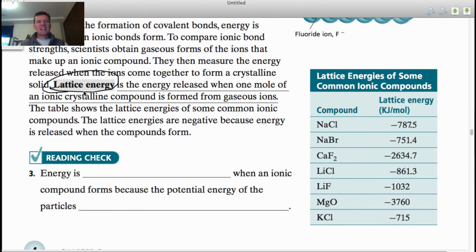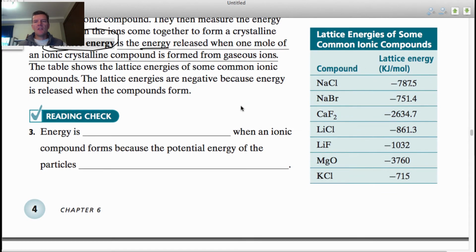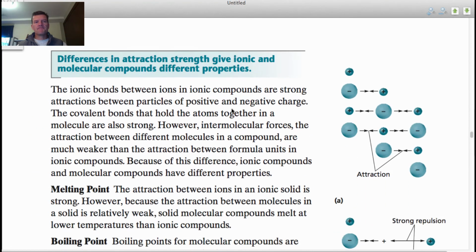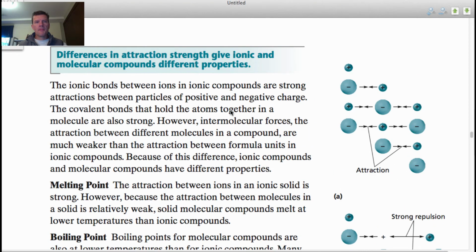When I say lattice energy, I think I mentioned this before. It's basically the energy that's keeping the arrangement of those ions together. If you were to pull them all apart, that's how much energy you need to pull apart all of those bonds. Okay.